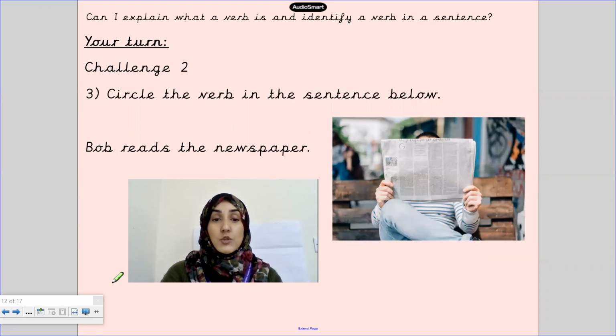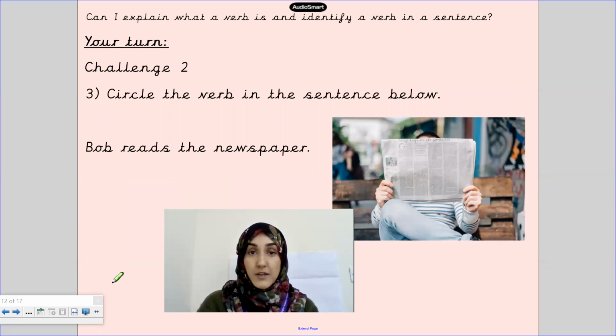Okay, challenge 2. You are going to circle the verb in each sentence. So you're going to write this sentence down and then you will circle the verb. Okay, make sure if you do not have a colouring pencil to use to circle the verb, you could just use your normal pen to underline or circle. Like this is the noun in the sentence. If I was finding the noun, I could circle it or I could underline it.